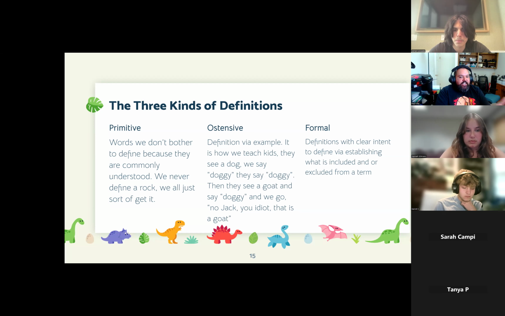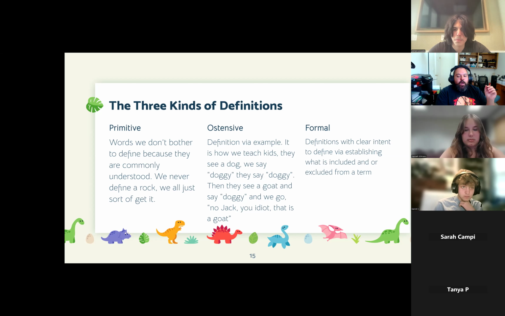And this is how we teach kids, right? They see a doggy and we say doggy. And they're like, okay, doggy. And then they see a goat or whatever later on and they say doggy. And we go, no, Jack, you idiot, that's a goat. Okay, so it's pointing to things that are examples of topical. You see this in debate. It's never used in this way, but that's kind of in function what a TVA is, right? You're trying to say, here is an example of something that would meet our interpretation via this definition.